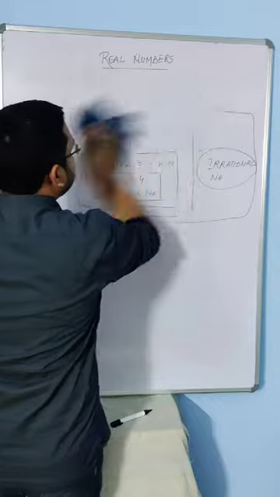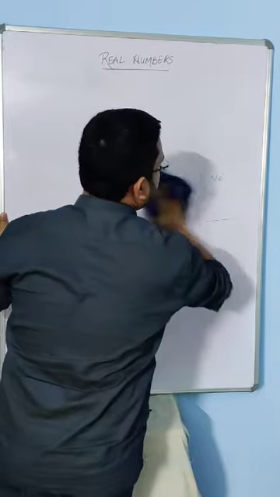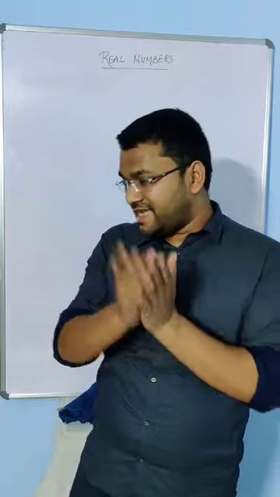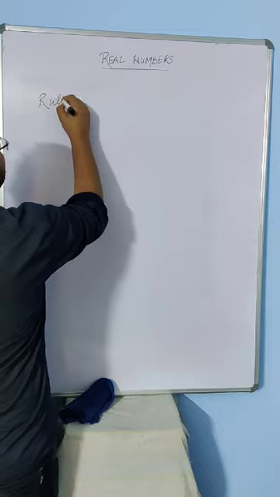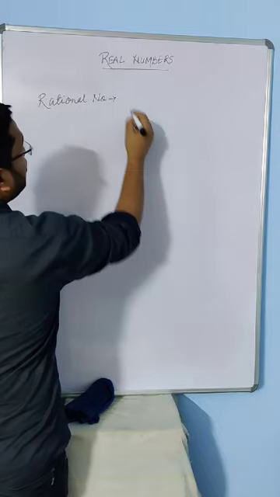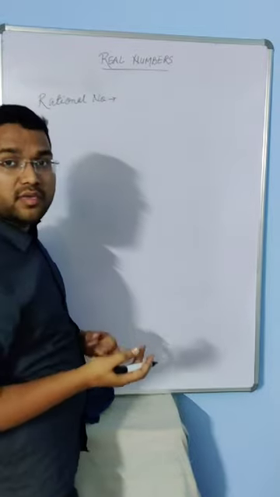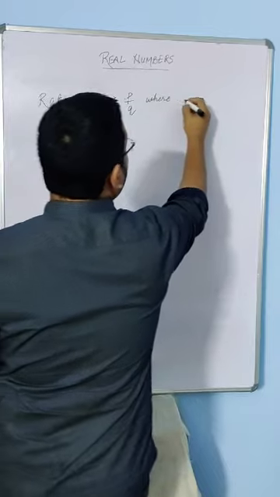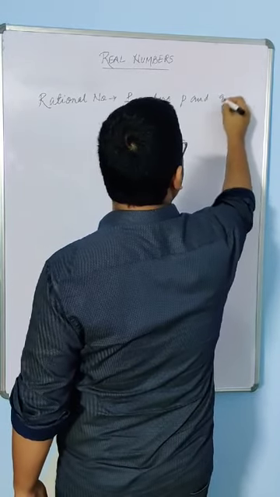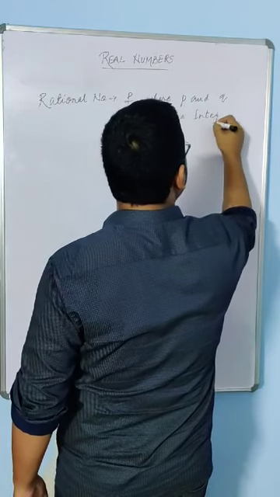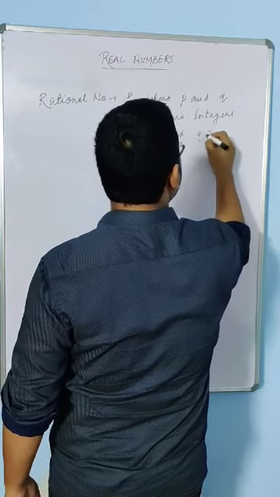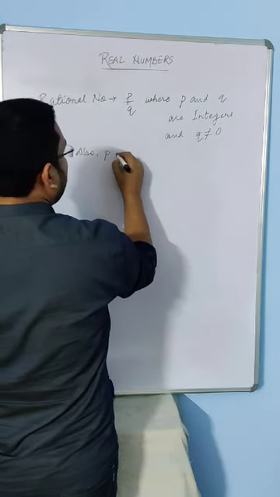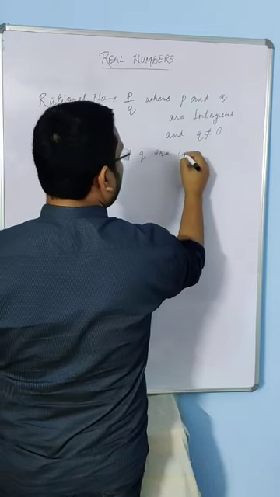So we'll just clear the board. Okay, now what we understand by a rational number is of prime importance. When I say rational number, what do I mean by that? I mean any number which can be represented in the form of P by Q, where P and Q are integers and Q is not equal to 0. Also, P and Q are co-primes.